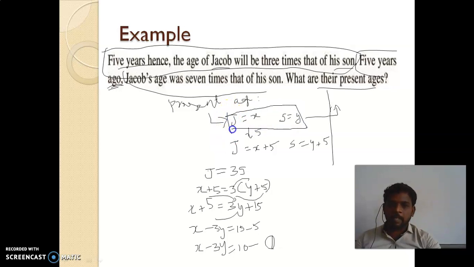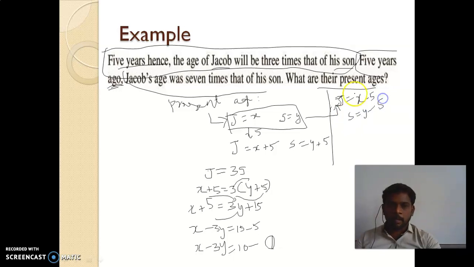In age problems, the ages later or before, everything is calculated from the present age only. So I took the present age first, and after 5 years, I added 5 here. Before 5 years means we have to subtract 5 from their ages. So x is already there. So Jacob's age now becomes x minus 5, and the son's age was y minus 5.